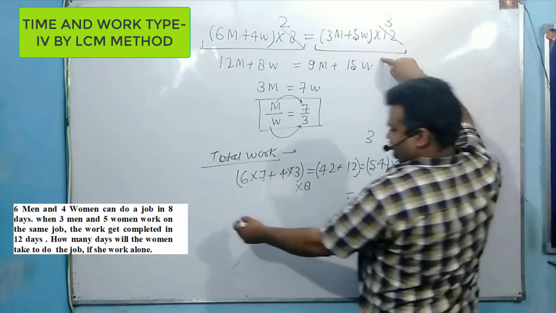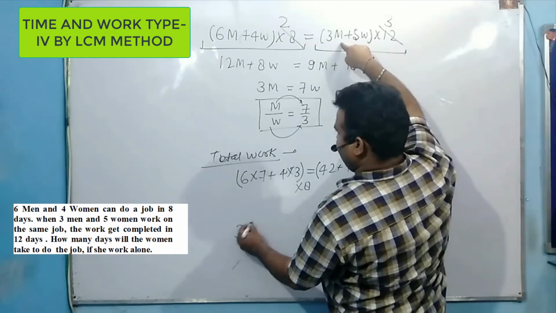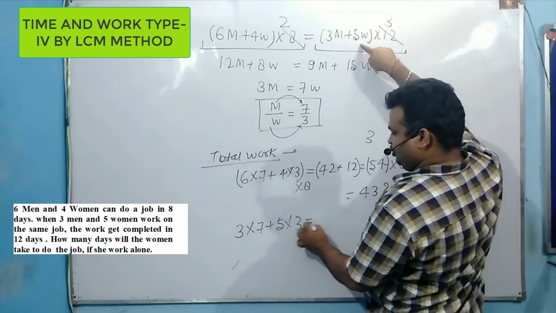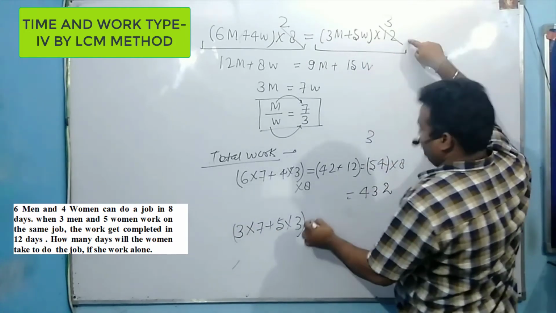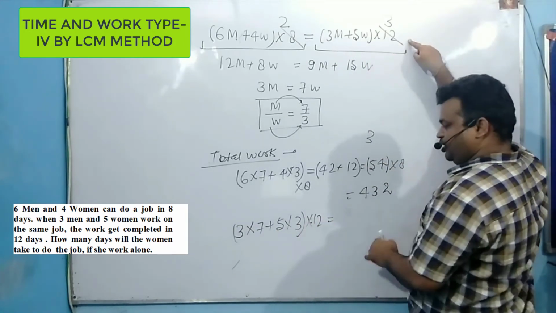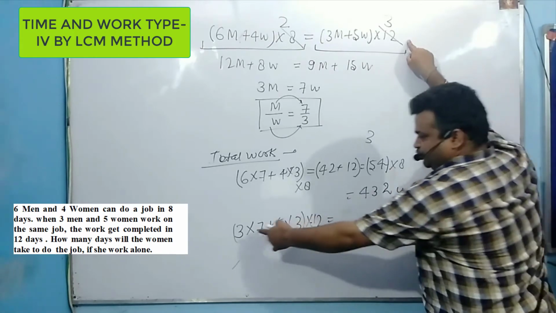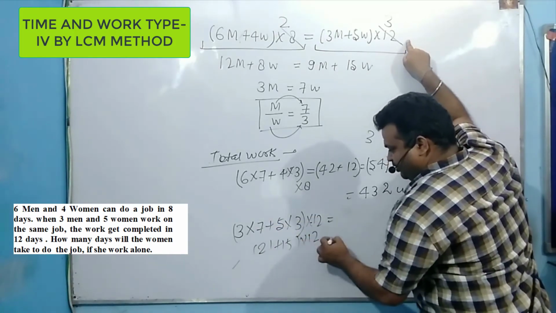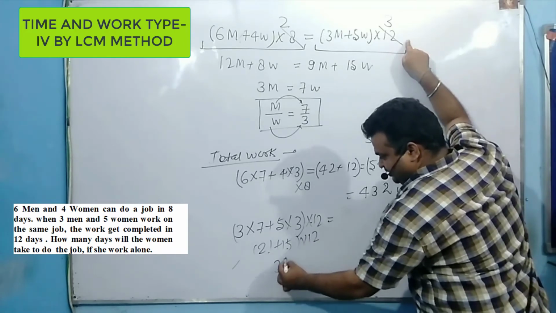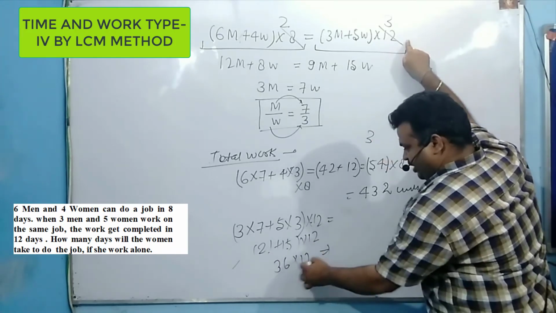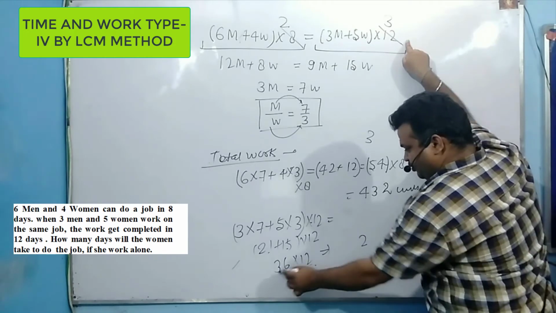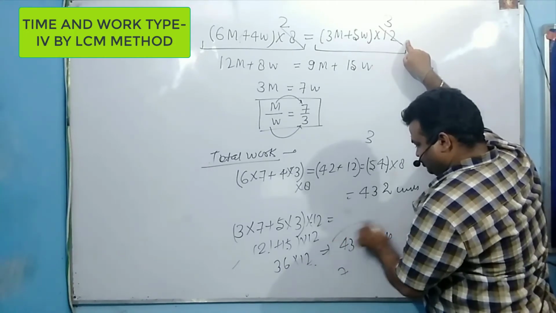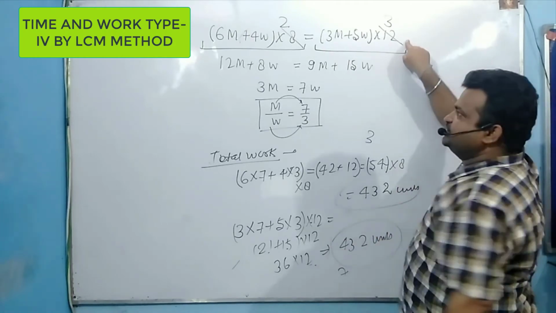Now move to here. Find out 3 men is 7 plus 5 women is 3, and this is multiplied by 12. Whether I will get the same result or not, I am just going to check. So this is 21 plus 15 multiplied by 12. So this value is 36 multiplied by 12. 12 6s are 72, carry 7. 12 3s are 36 and 7 is 43. So this much unit is my total work.